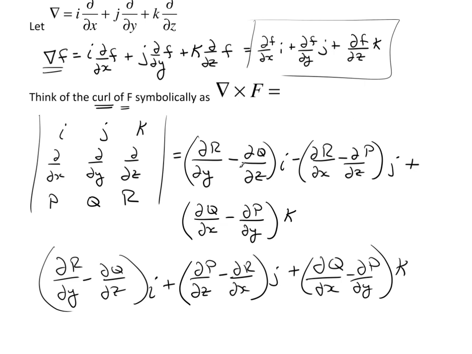So the easier way to remember this is just simply as the cross product between this del operator and the components of the vector field F.